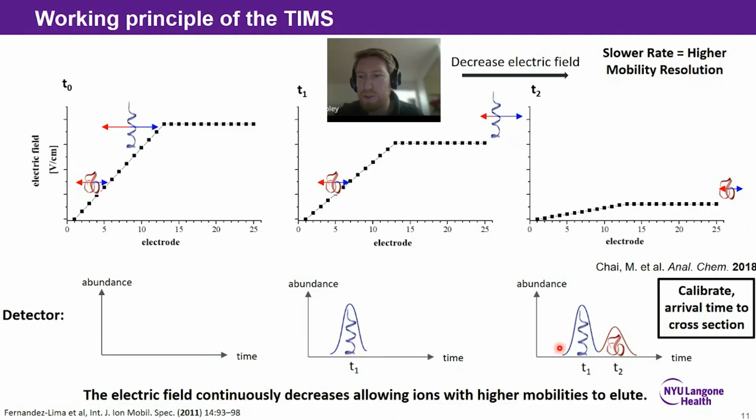It was really nice that Thomas pointed out that because they're using a drift tube, they could get absolute mobilities. Here we have a dynamic electric field, so we have to use a calibration. So in TIMS, we're measuring an arrival time that we then calibrate to mobility, or cross-section if you were interested in that.